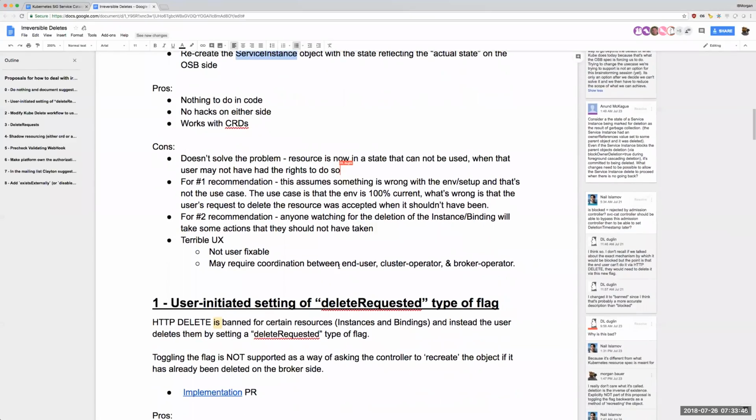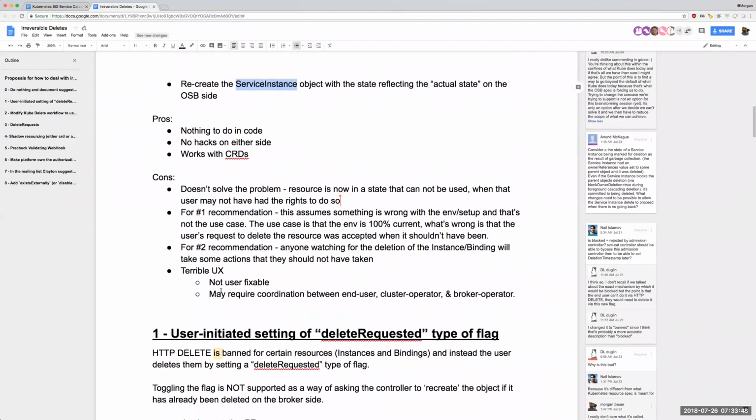Okay, anybody have other commentary? Yeah, I just don't think it solves the problem, to be honest. I think it leaves your Kubernetes model in a state where the things are basically unusable. And that means that a user who shouldn't have been allowed to perform basically this action whatsoever has now moved the system into a state where things are basically busted.